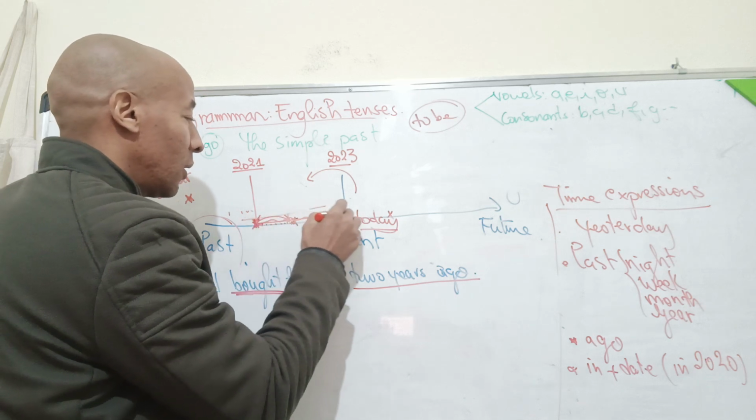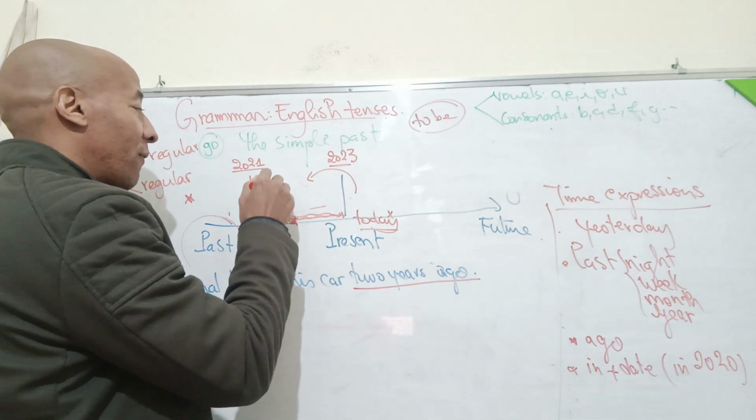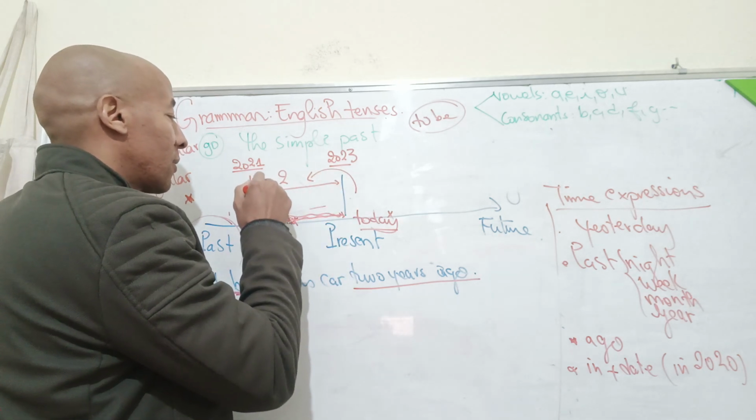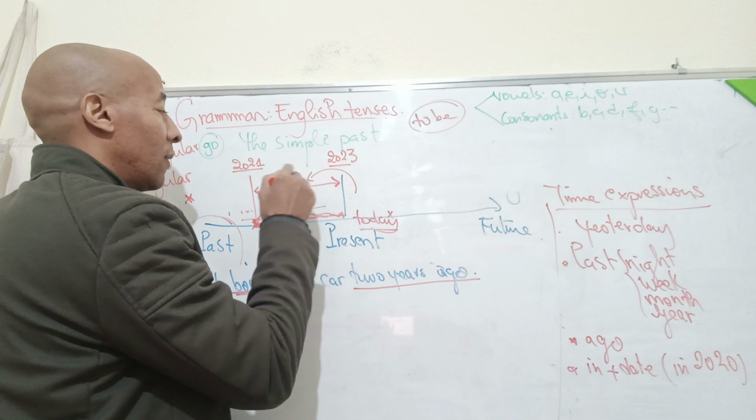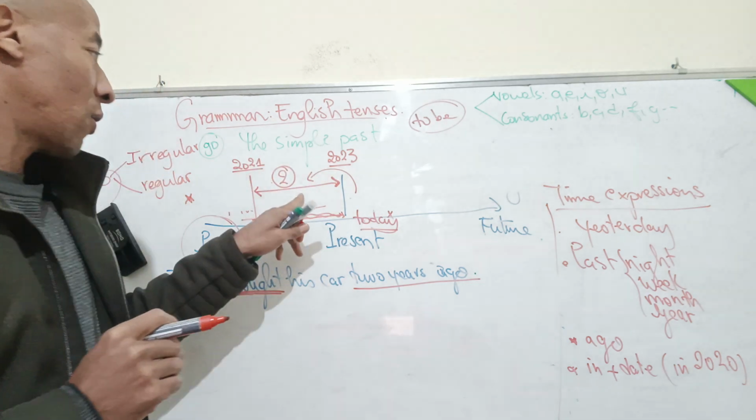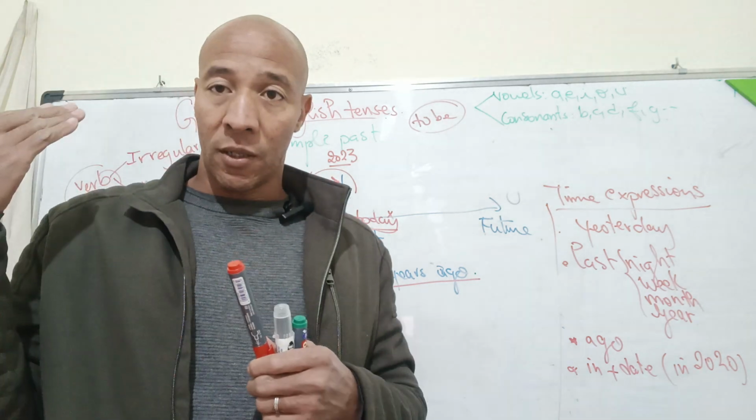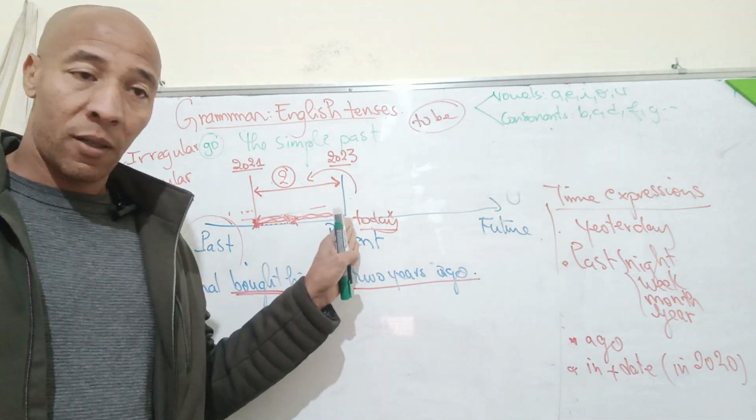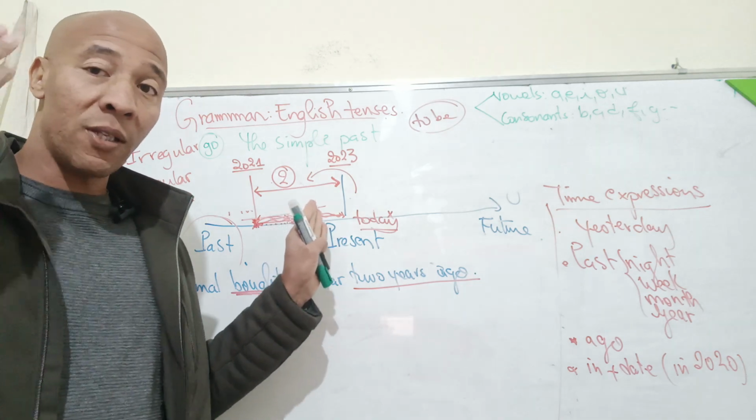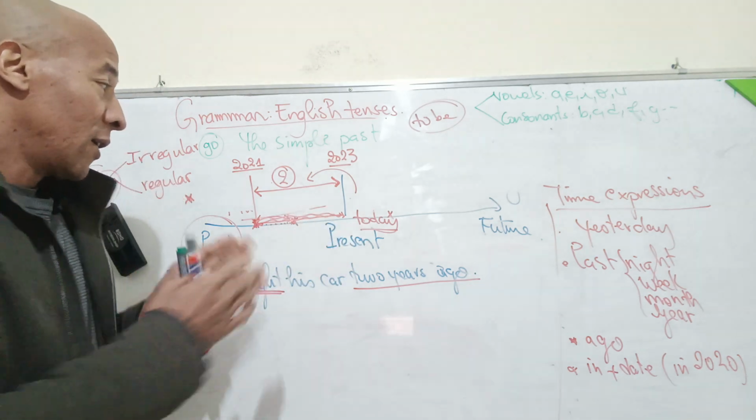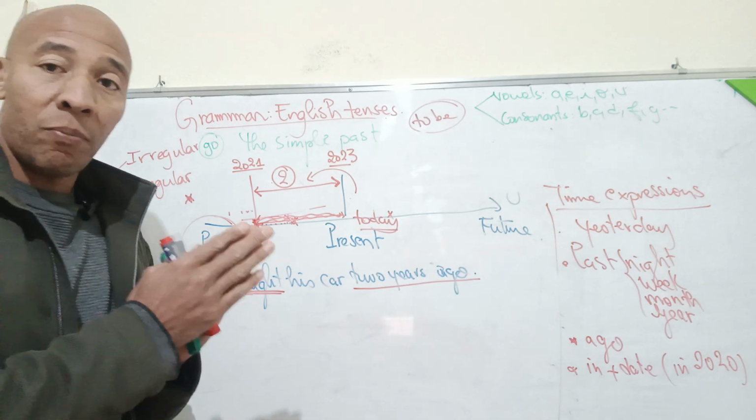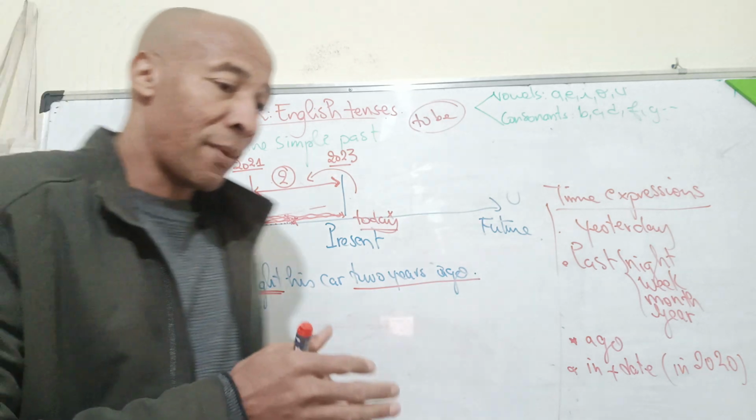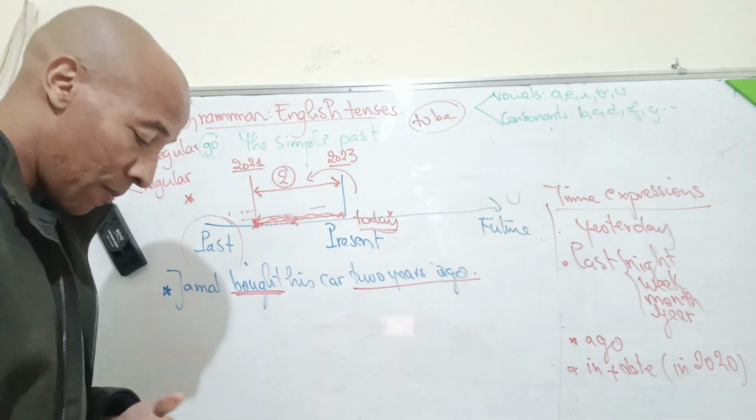So here we have 2 years. In the last 2 years, right? So it means 2 years before. Ago means before, 2 years before, right? Okay, so it's a complete action in the past. So we say Jamal bought his car 2 years ago.